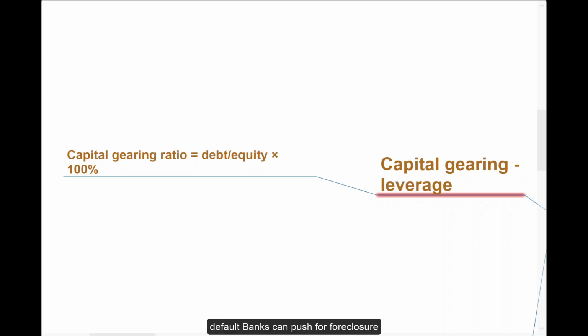If you default, banks can push for foreclosure. They can liquidate you. So the more highly geared, in other words, the higher the percentage of the capital gearing ratio, the more risk is associated with that business because the more debt that business has. Now, there are pros and cons to debt. Debt is not, at the end of the day, a seriously bad thing that we should all avoid or that business should avoid, but we need to be aware of the implications and the difference between equity, or financing through equity, and financing through debt.